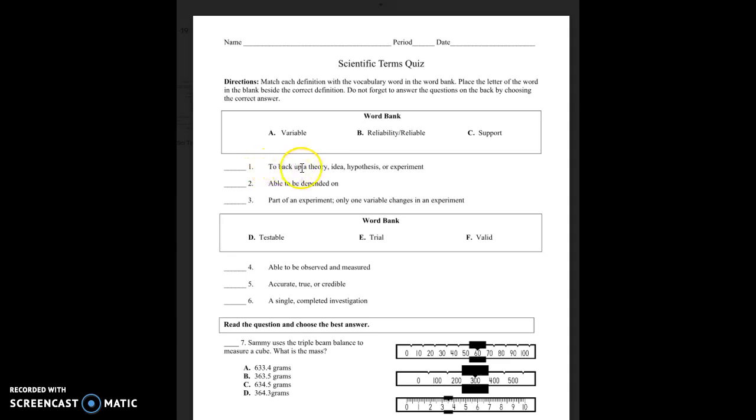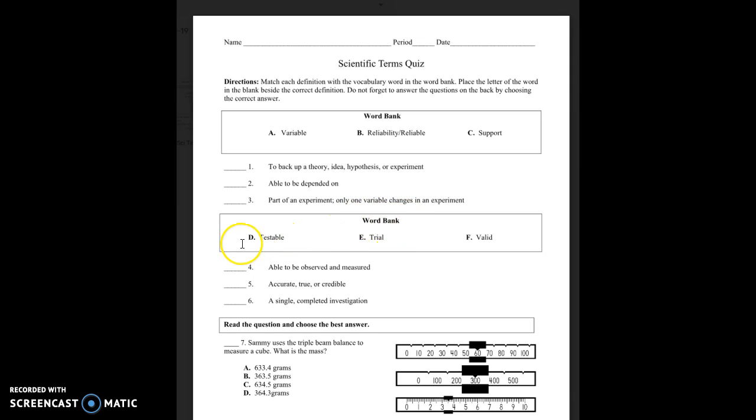Number 1. To back up a theory, idea, hypothesis, or experiment. Number 2. Able to be depended on. Number 3. Part of an experiment, only one variable changes in an experiment.